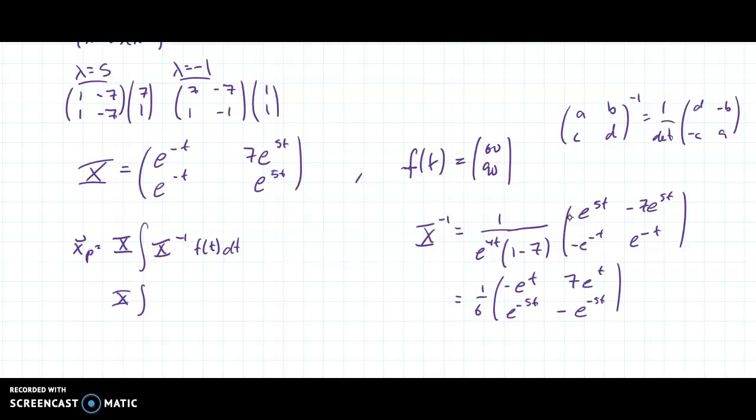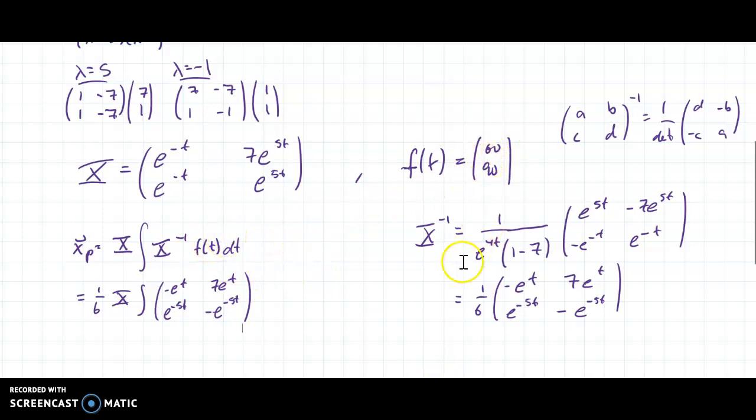All right, so now I've got x inverse. So I can write that right here. That was my spot right here. I got to here, I was like, oh no, I don't have x inverse. So this is equal to, and I'm actually going to pull that 1/6 all the way out front because I don't want to have to deal with it anymore. So now I got to write my x inverse, which is this right here. So open parentheses, negative e to the t, 7e to the t, e to the negative 5t, and negative e to the negative 5t. All right, now I got to multiply it by f of t.